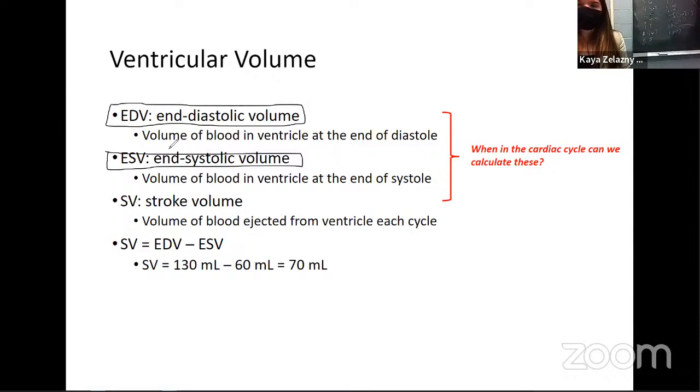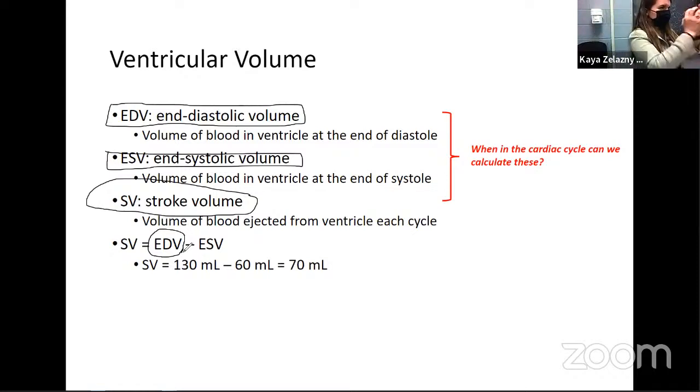Okay. We care about these two numbers because we care about how much blood has been ejected. So that's going to be our stroke volume. So if we take the maximum amount of blood that was ever in that ventricle, right? So our end diastolic volume. So at the end of its filling phase. So at the end of the ventricular filling phase, right? That was the maximum amount of blood we had in those ventricles.